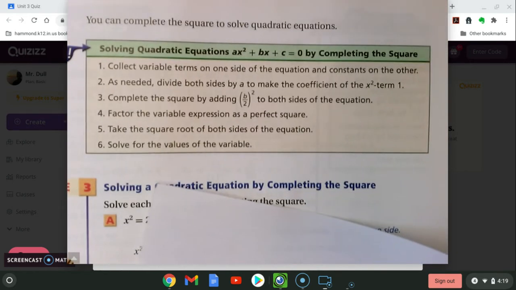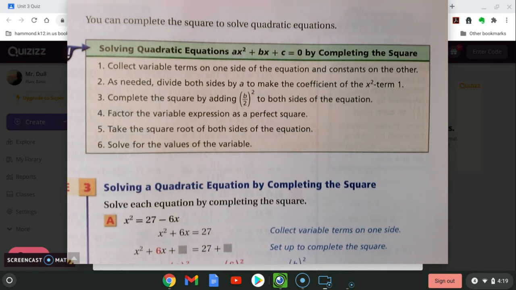So if you didn't get a chance to write these down in class, go ahead and pause the video and take a moment to write down these 6 steps that we're going to use to solve a quadratic equation by completing the square. Okay, so you've got them all written down. Let's walk through the process.